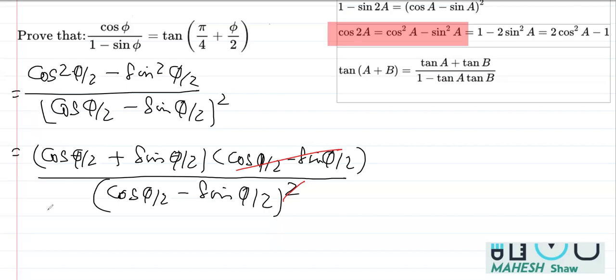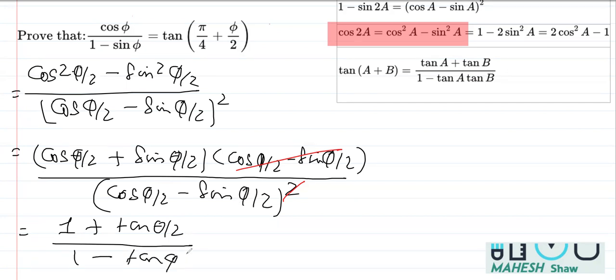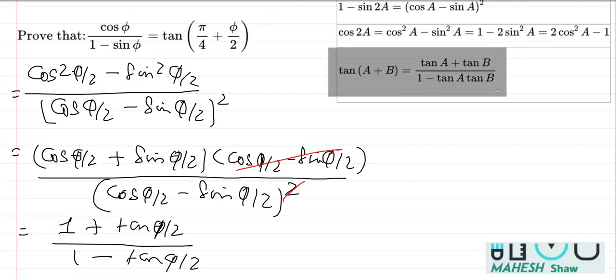So dividing this by cos phi by 2, clearly it is cos by cos, which gives 1 here. Dividing this by cos phi by 2 is tan phi by 2. Same here, dividing this by cos phi by 2, we'll get again 1. And there is a minus, and dividing this by cos phi by 2, we'll get tan phi by 2. Now, we can see that we got this in terms of tan, but we'll again be applying this identity in order to obtain pi by 2.